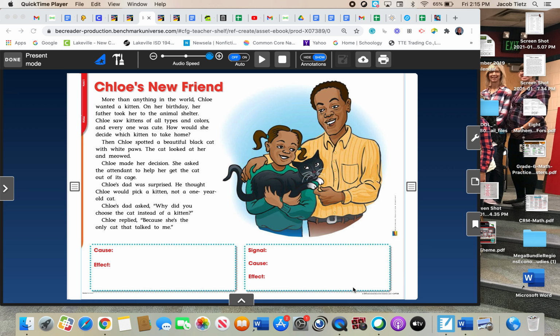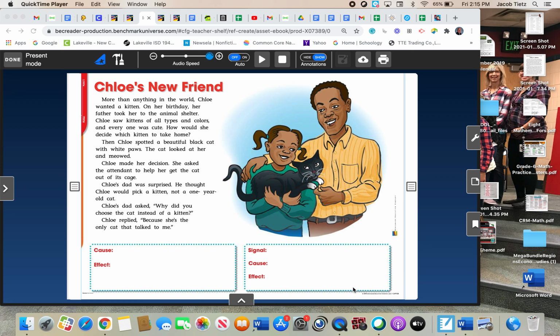Chloe's dad was surprised. He thought Chloe would pick a kitten, not a 1-year-old cat. Chloe's dad asked, "Why did you choose the cat instead of a kitten?" Chloe replied, "Because she's the only cat that talked to me."